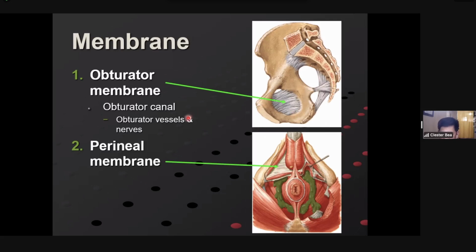So going back to the obturator membrane that I described earlier, this opening here that remains patent becomes the part of your obturator canal. And what passes through that is the obturator artery, vein, and the obturator nerve.